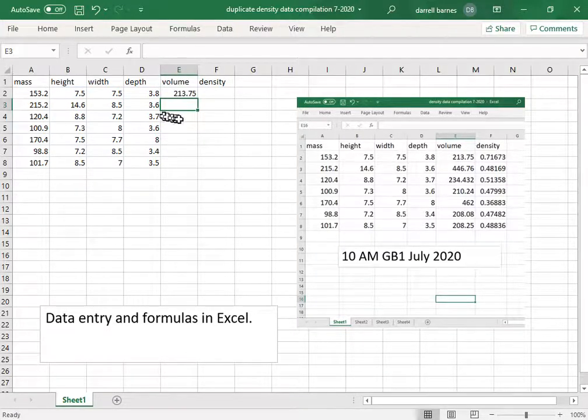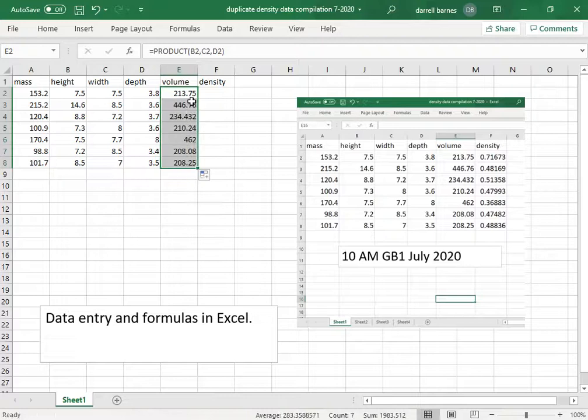Yes, that works nicely. So the formula that we put into this cell, if we go on the little corner and drag this downward, then it will copy and paste the same formula but with the cells accordingly. 446, 234, 210, 462, 208, 208.25. Everything's looking good so far.